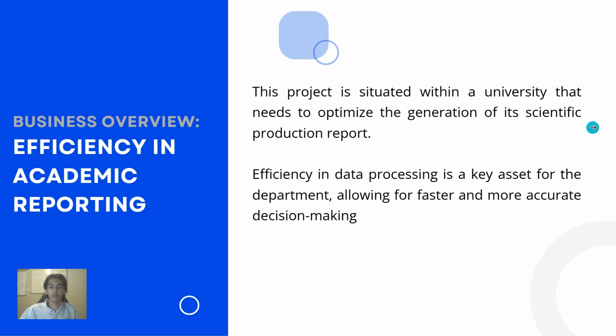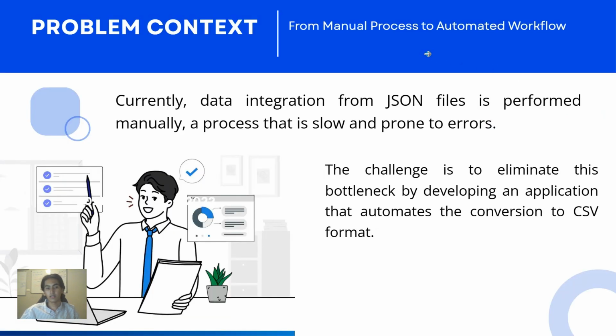The problem context is that the company's data integration from JSON files is performed manually, and this process, like others, is slow and prone to errors. The challenge of this project is to eliminate this bottleneck and develop an application that automates the conversion to CSV format. In this case, it is from a manual process to an automated workflow.